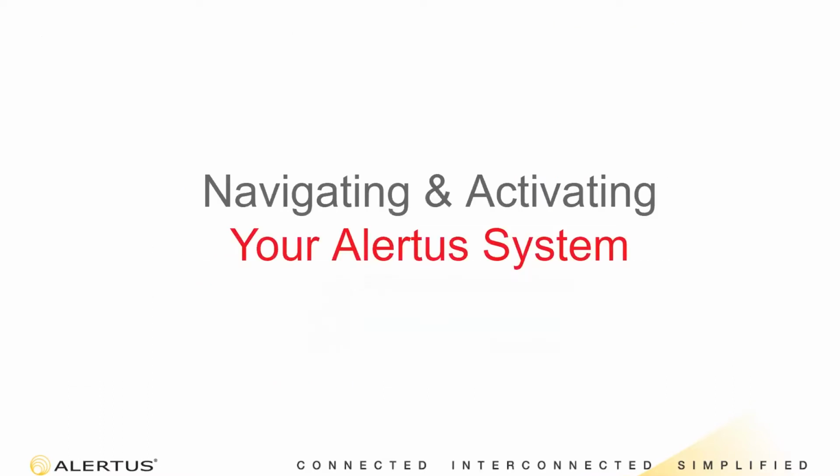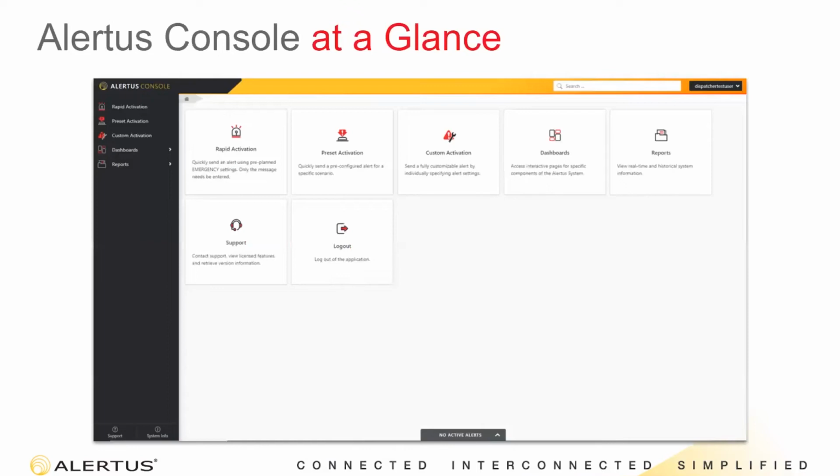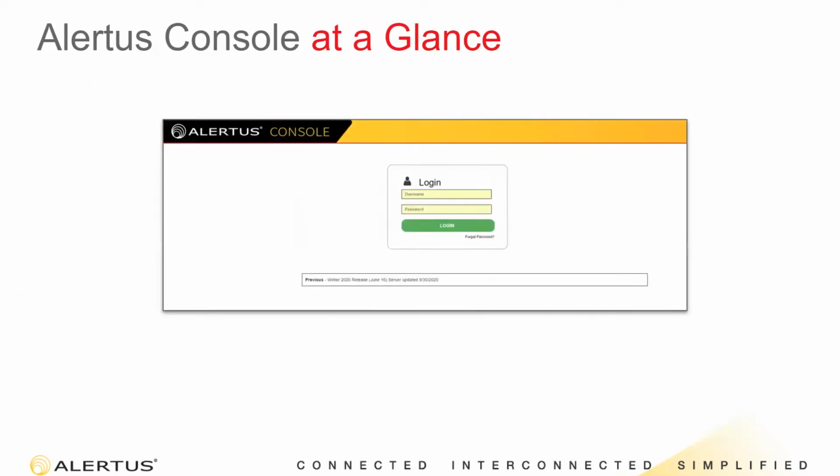Now that you are familiar with some key concepts of Alertus and the Alertus console, let's take a look at the console itself. Now, upon logging in, this is how your view of the console appears. Now, do note if this does not look like what your console view is right now, it could be that your organization has not updated their server since spring of 2021. If not, then your UI may look a little differently.